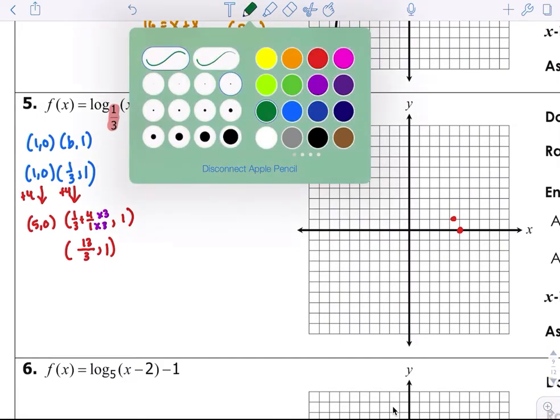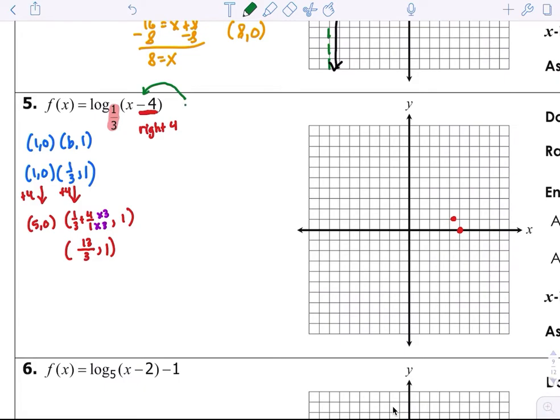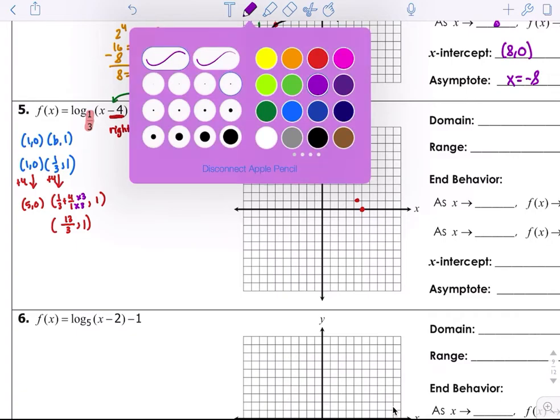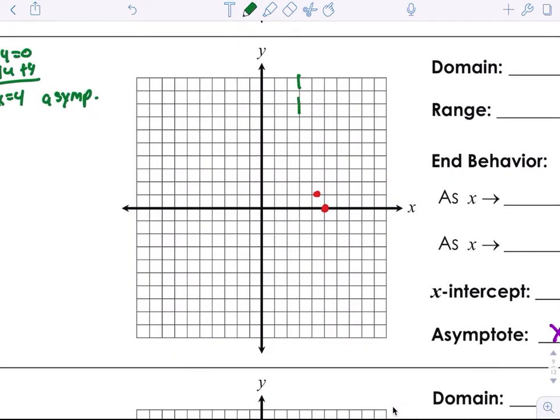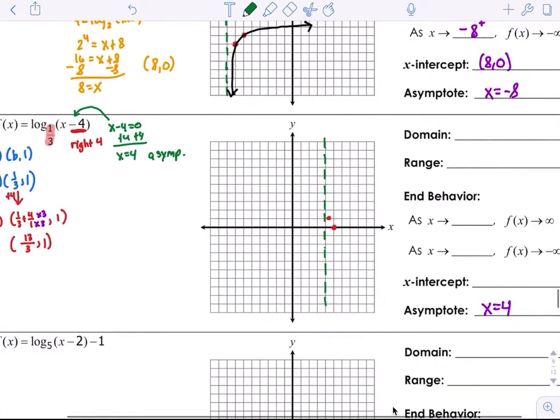Okay, asymptote time. Set this equal to 0. So x minus 4 is equal to 0. Add 4 to both sides. x is equal to 4. This is your asymptote. Oh, I forgot to plot that. That's 3. 1, 2, 3, 4. Okay, there's x is equal to 4. Graph that. So that's going to look like this.